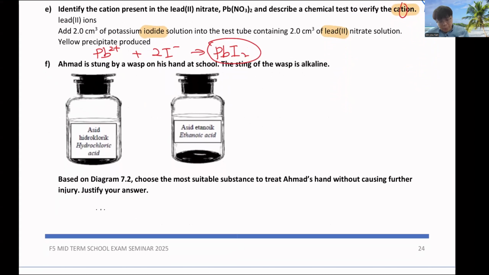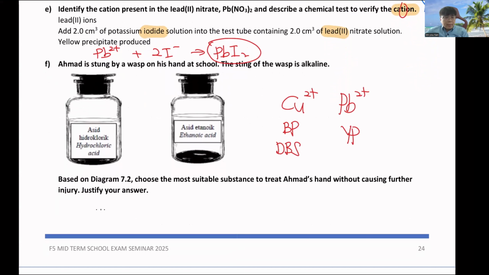Yeah, so we have done the cation test for Cu2+ and Pb2+. These two are very popular in the exam because they are very special. One is the yellow precipitate, very special. The other is the blue precipitate, and then dark blue solution. These two are the ones. Okay, then is there another question?